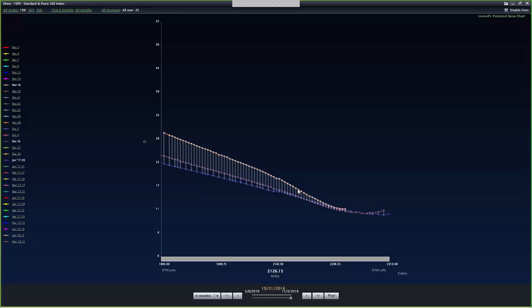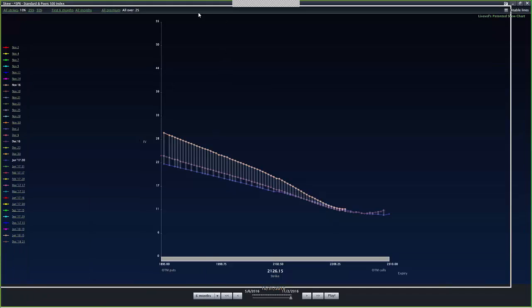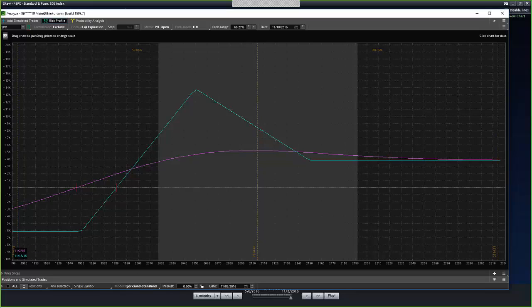So what would end up being a really good butterfly to end on to take advantage of this? It would probably be long along the wings at 2150 and 1950, and short the center at around 2050 or so. It would look something like this.